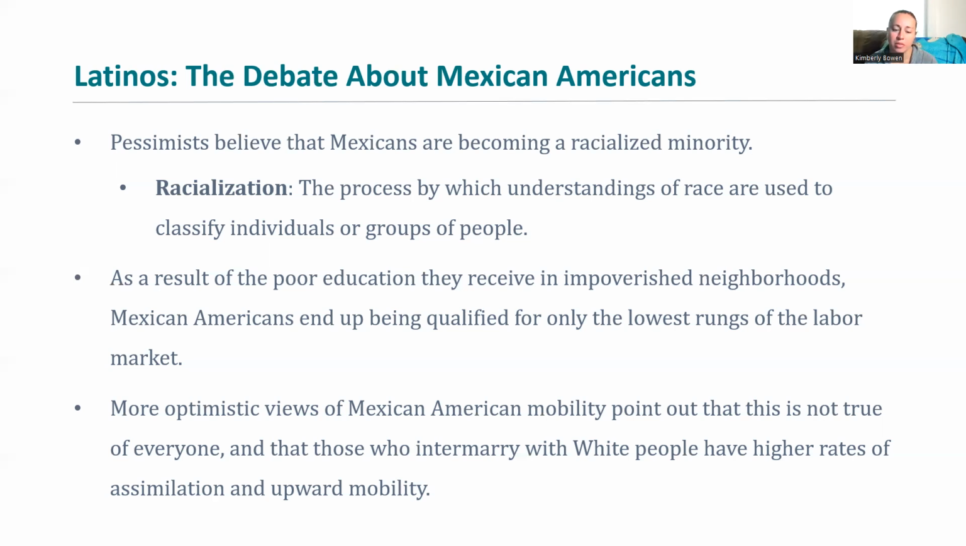More optimistic views of Mexican American mobility point out that this is not true of everyone, and those who intermarry with white people have higher rates of assimilation and upward mobility. And that's again going to depend on the region you come from as well, because like it talked about earlier in the lecture slides, Cuban Americans have had proportionately much higher rates of success when it comes to economic stability than those who are coming from other regions in Latin America.